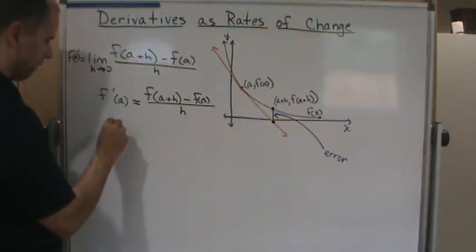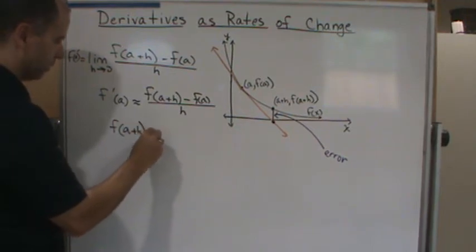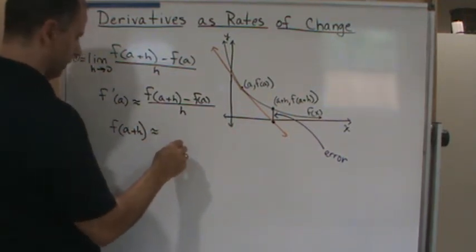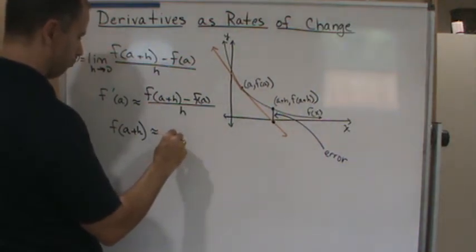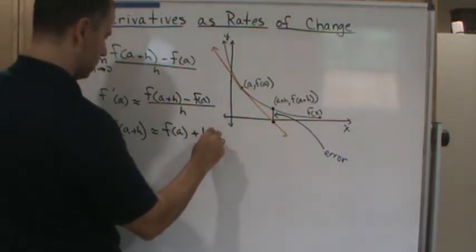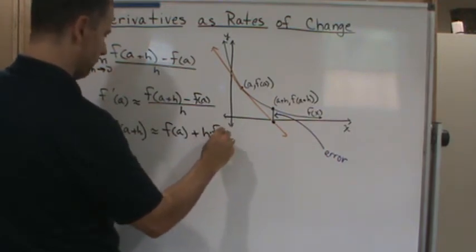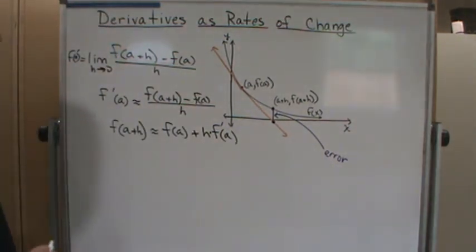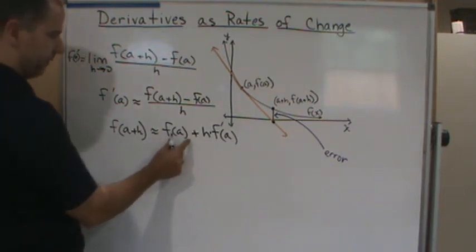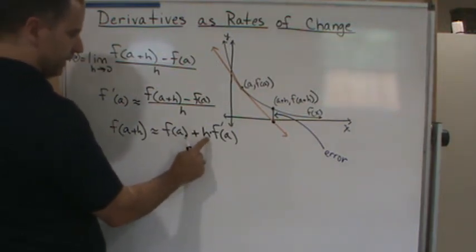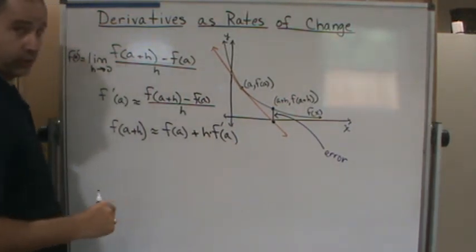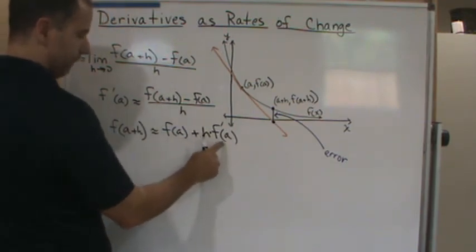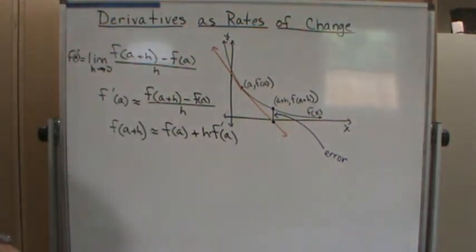So we could then say that f of a plus h is going to be approximately equal to what? It'd be f of a plus h times f prime of a. And so we get an approximation that is based on just f of a. We have the starting point, the given point, and the h, how far away you're going to go from a, and the derivative, the slope, the instantaneous rate of change.